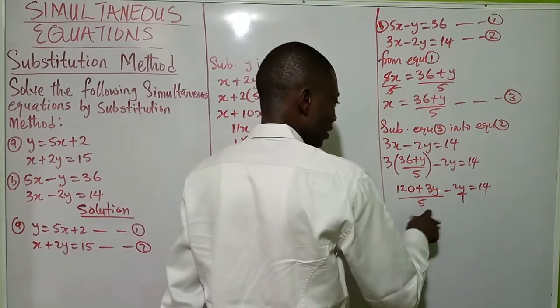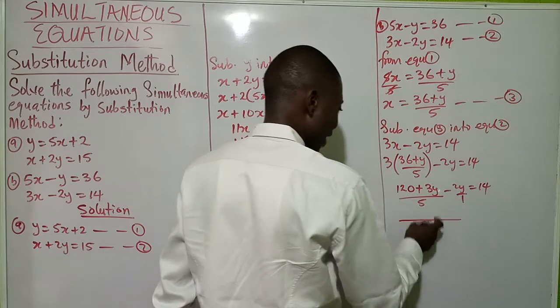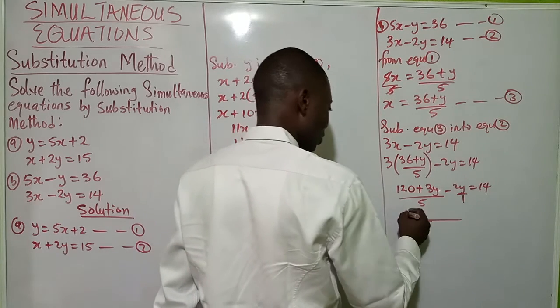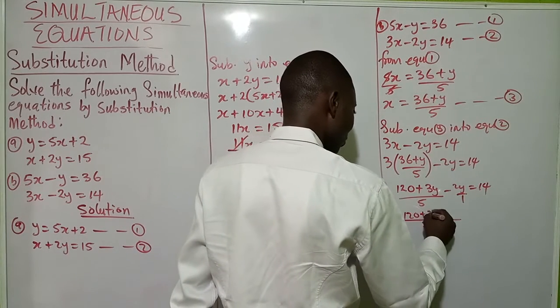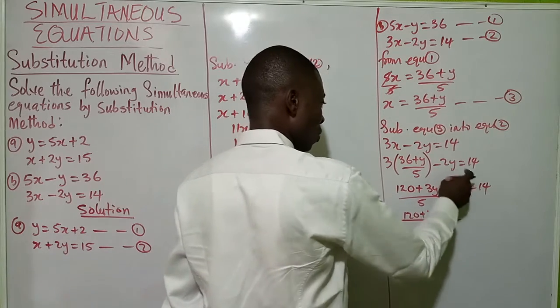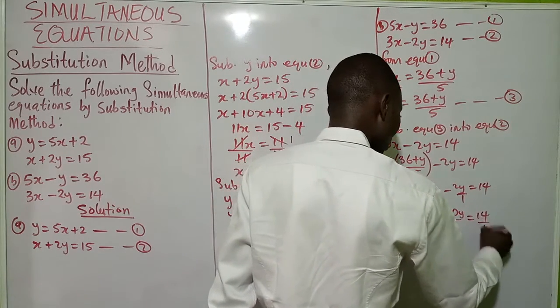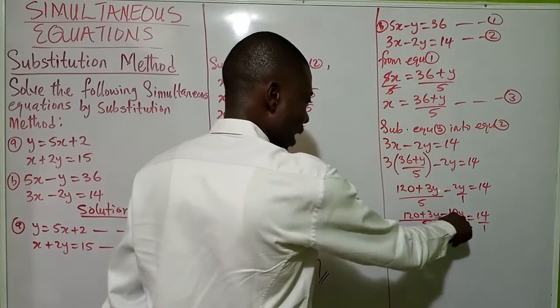I will find the LCM of this and this. That is 5. 5 divided by 5 is 1. 1 times all this will give me 120 plus 3y. Okay? Minus 5 divided by this is 1. 1 times 2y is what? 10y equals 14 over 1. So this is 3y, this is 10y.